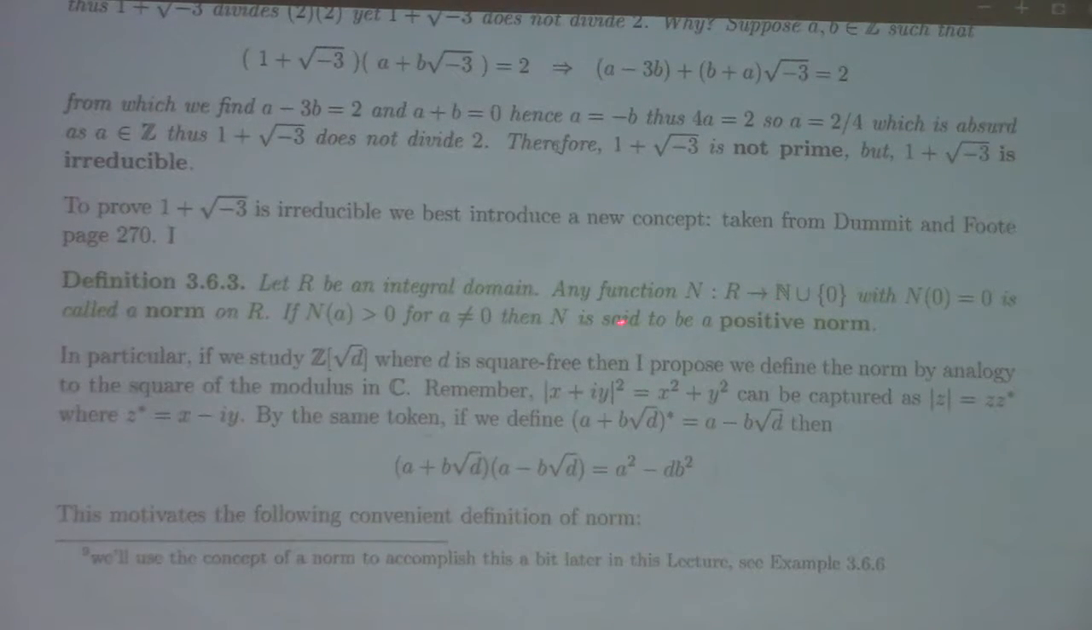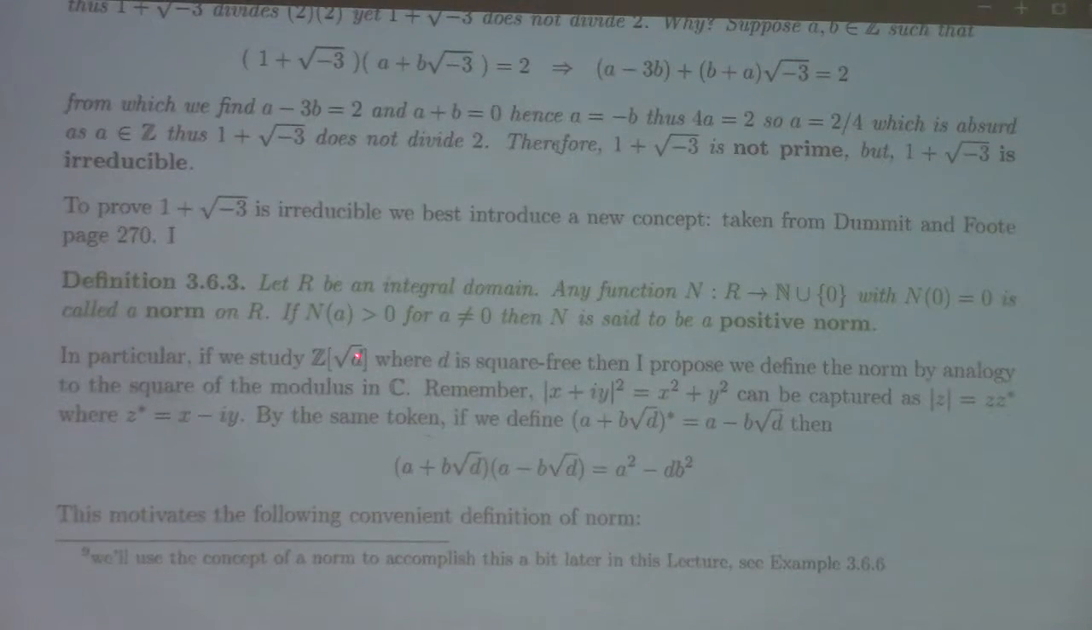Anyway, I'll stop. So let R be an integral domain. Any function from the ring of the integral domain to the natural numbers and 0, such that 0 maps to 0, is a norm. Well, that seems rather generic, doesn't it? I mean, goodness gracious. And it's a positive norm if it's positive whenever a is not 0. Okay, great.